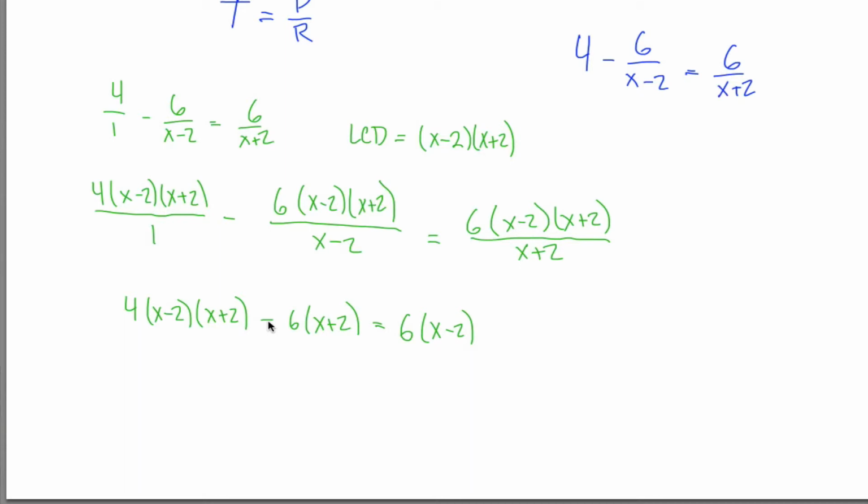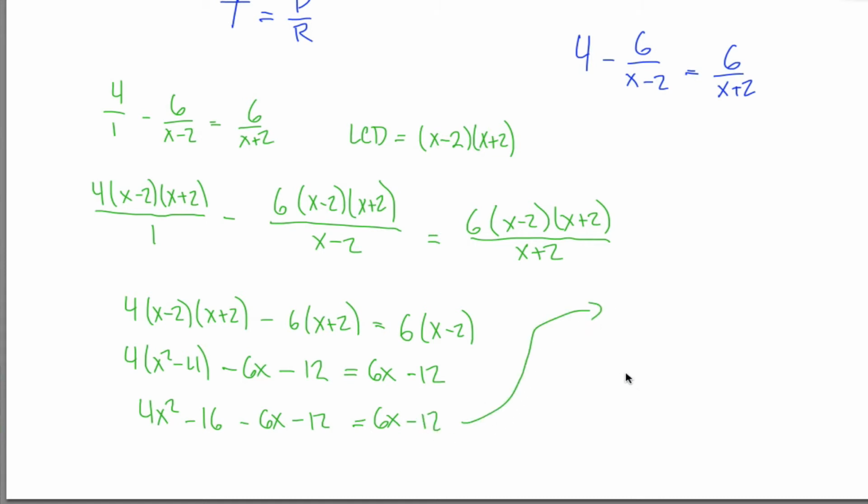The basic idea is I want to combine like terms. It's hard to combine like terms right now because I have all the parentheses, so let's get rid of the parentheses. X minus 2 times x plus 2 is x squared minus 4. Negative 6 times x is negative 6x. Negative 6 times 2 is negative 12. 6 times x is 6x. 6 times negative 2 is negative 12. If I finally get rid of these parentheses by distributing the 4, I get 4x squared minus 16 minus 6x minus 12 is equal to 6x minus 12.